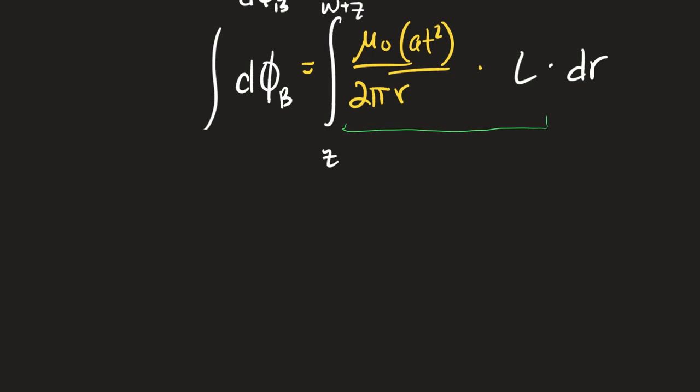That's, again, another part that hopefully calculus is teaching you. But most everything here has nothing to do with my integration. The only thing that changes as I go from z to w plus z is r. That's the part that's changing. Everything else is the same. So mu naught a t squared over, L over 2 pi. And then now I have what I think is a pretty clean integral.